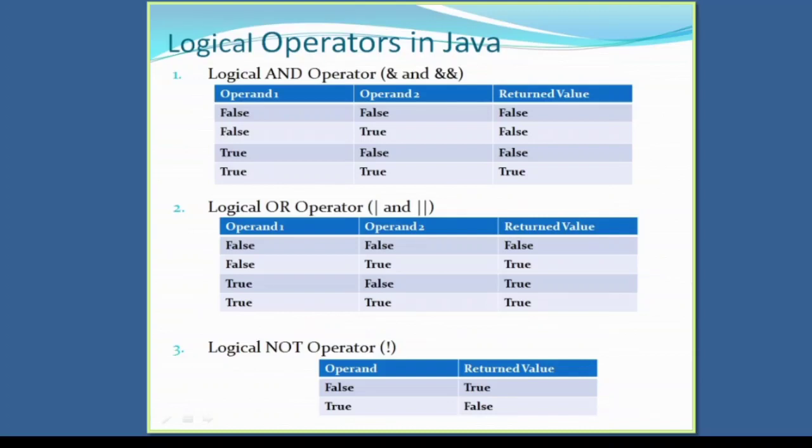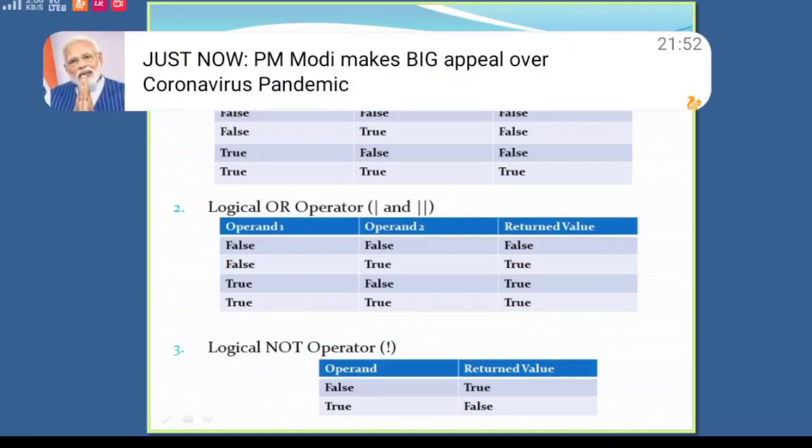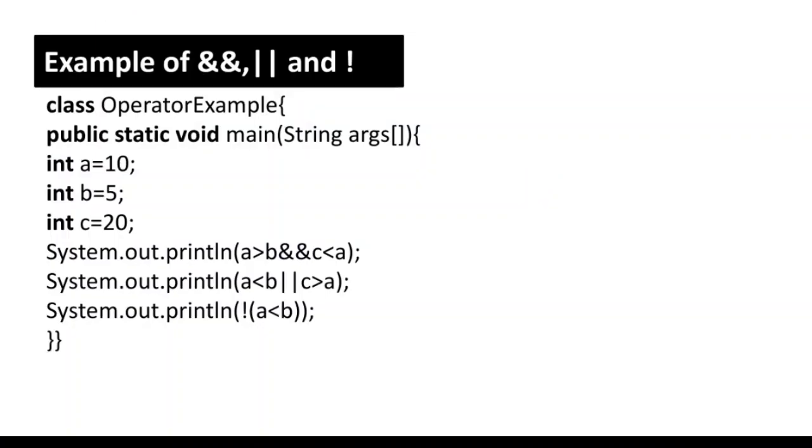In logical AND, what happens? If all conditions are true, it returns true, otherwise it returns false. Whereas in the logical OR operator, if any one is true, it returns true. If all are false, it returns false. In logical NOT, it negates, which means it gives the negative result of the Boolean expression. If the Boolean expression is true, it returns false. If it is false, it returns true. We will check all these conditions on the next page.